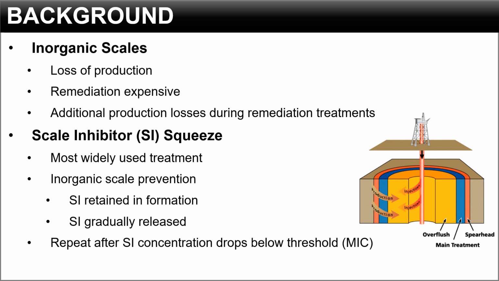One of the most widely used treatments for preventing scale build-up in the formation or production facilities is the use of scale inhibitors. Scale inhibitors are chemical agents that can be squeezed into the formation or injected in the production facilities. These chemical agents can bind to the ions that are the building blocks of the scales and remove them from the solution, and in this way inhibit the scale problem.